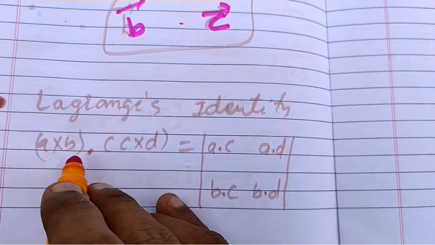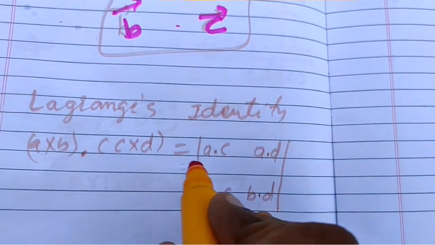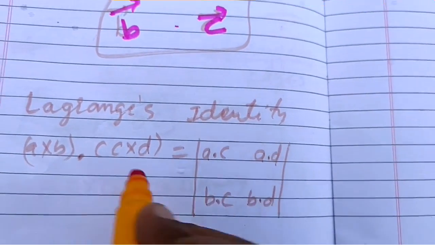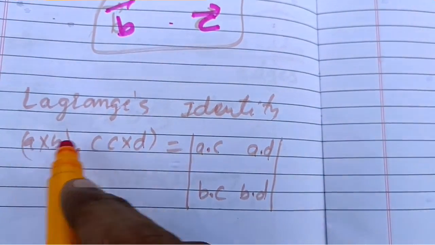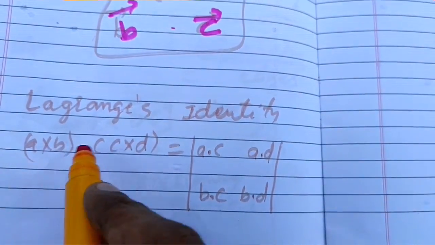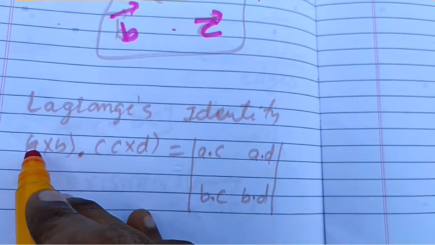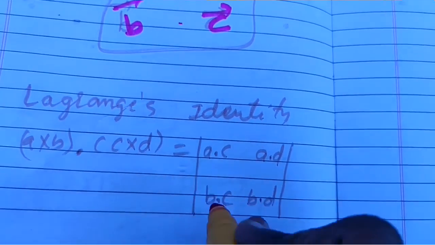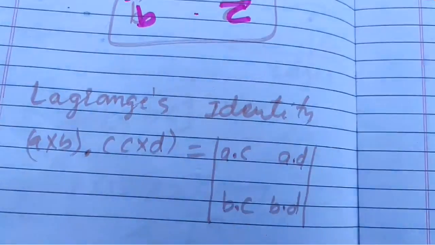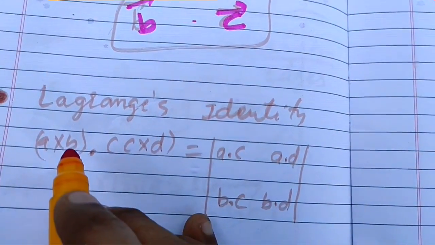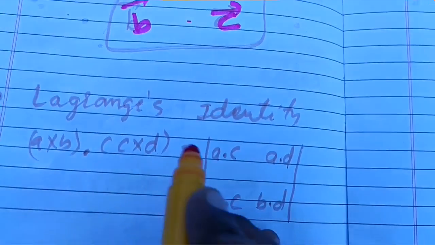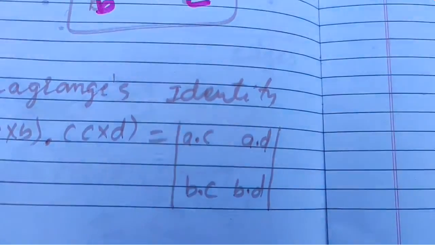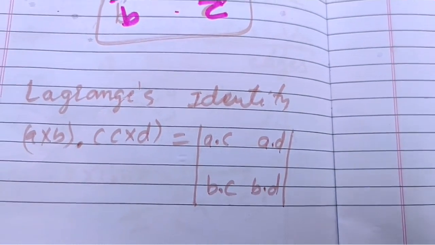So A cross B dot C cross D, how to remember this? See, A will go with both C and D, and B will go with both C and D. Who will go first? A, obviously. So A dot C, next A dot D. Next, B dot C, then B dot D. This is Lagrange's identity.